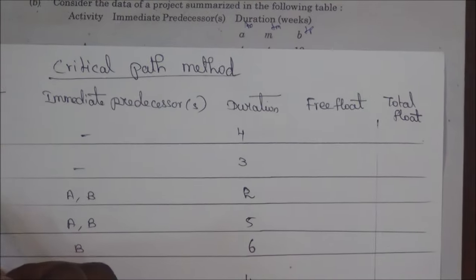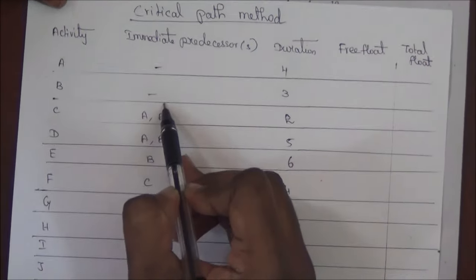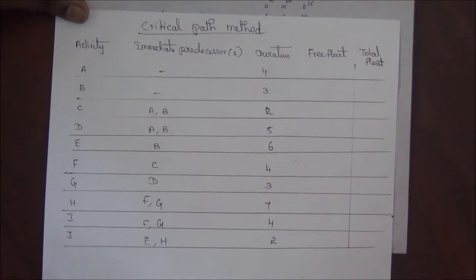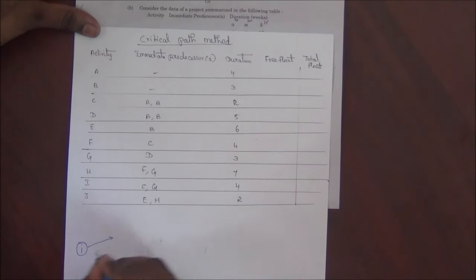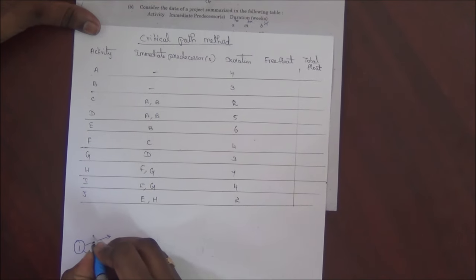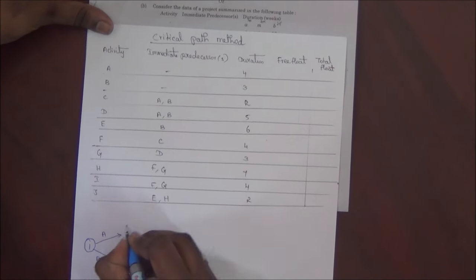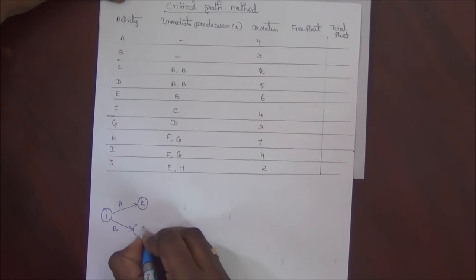We have to see the activities which do not have any immediate predecessors. So this is a starting activity. So start with those activities. So 1, they both start at the simultaneous time. So A, B, 2 as well as 3.